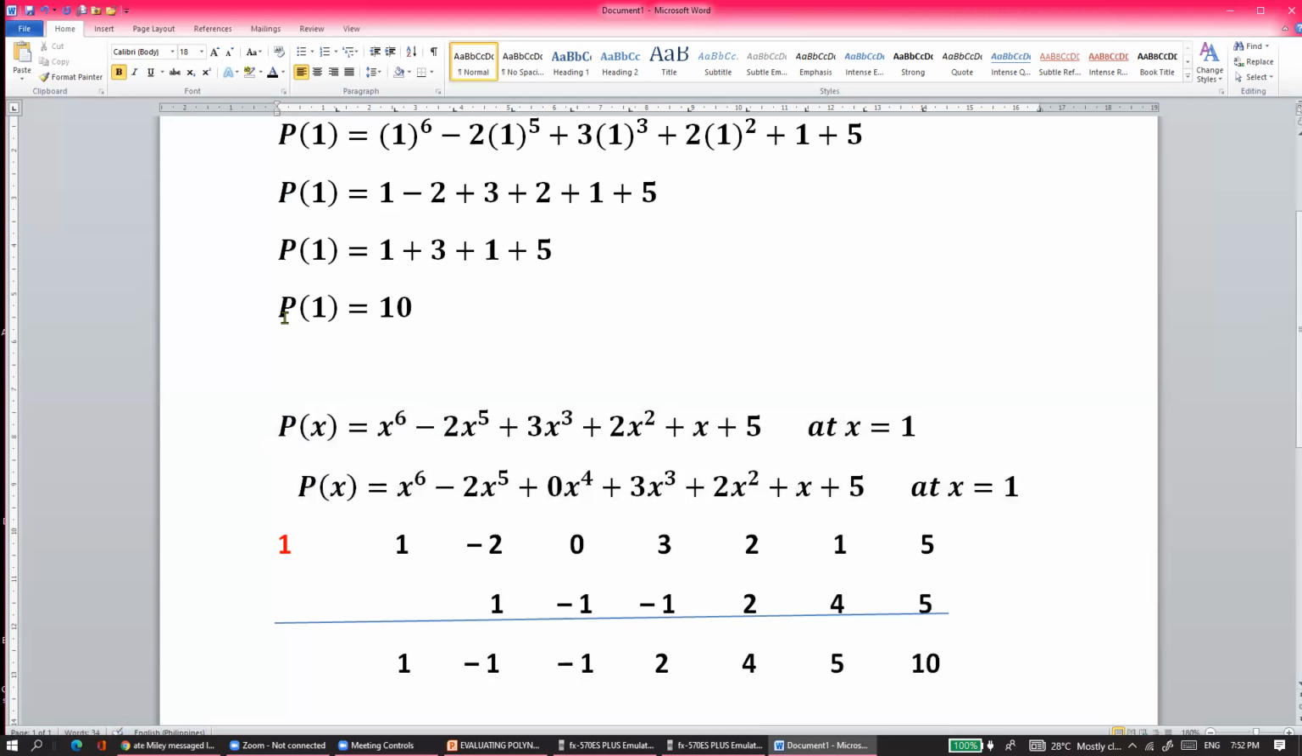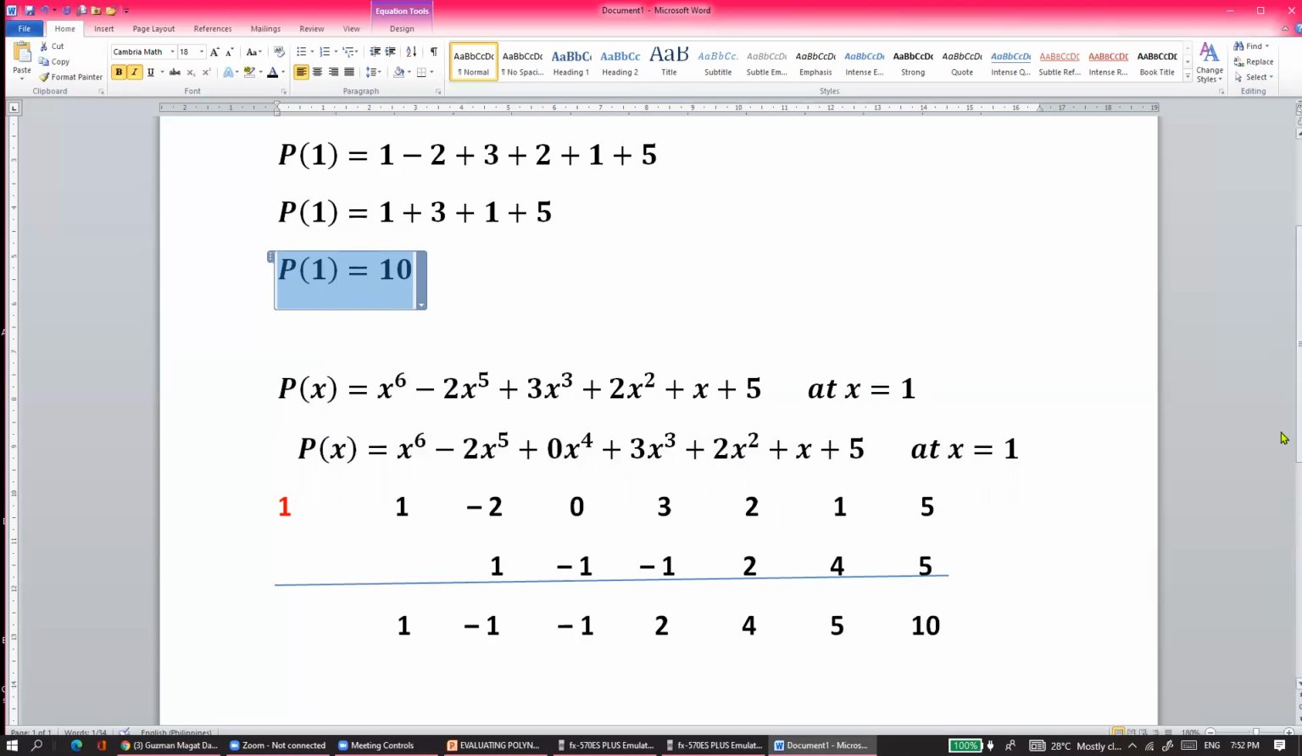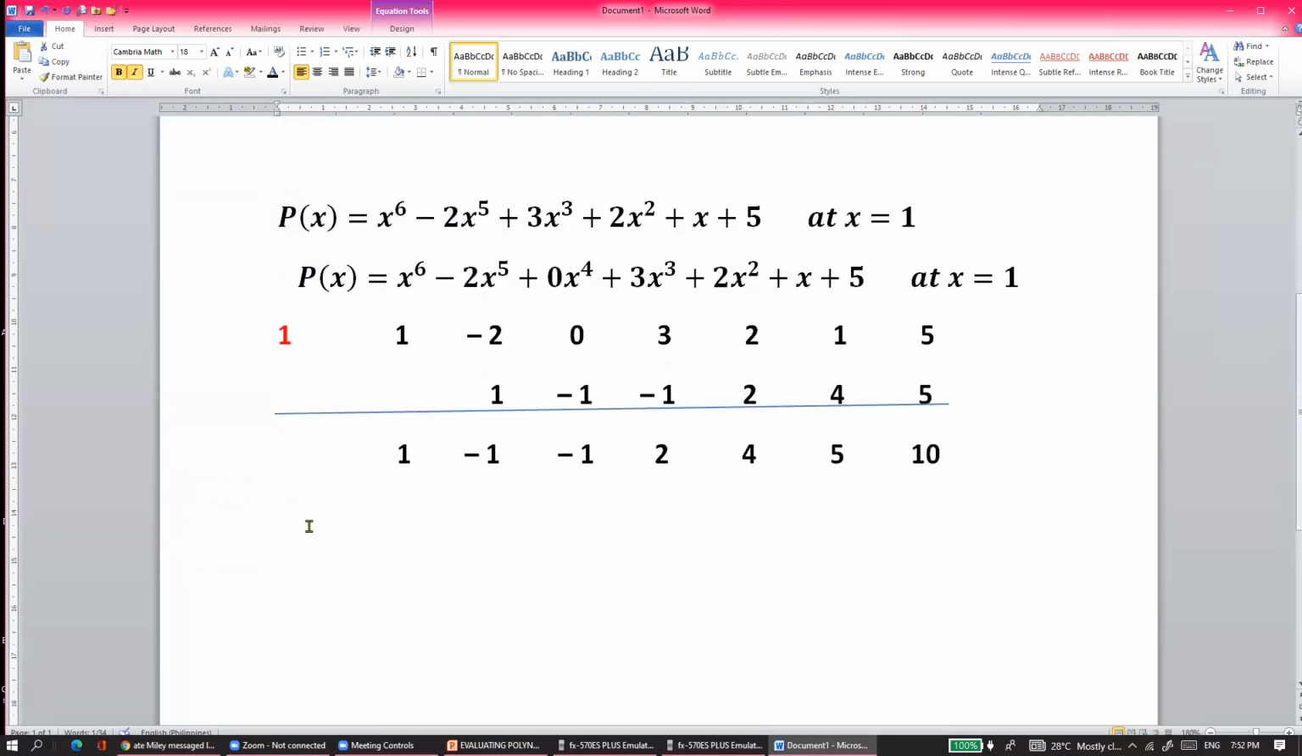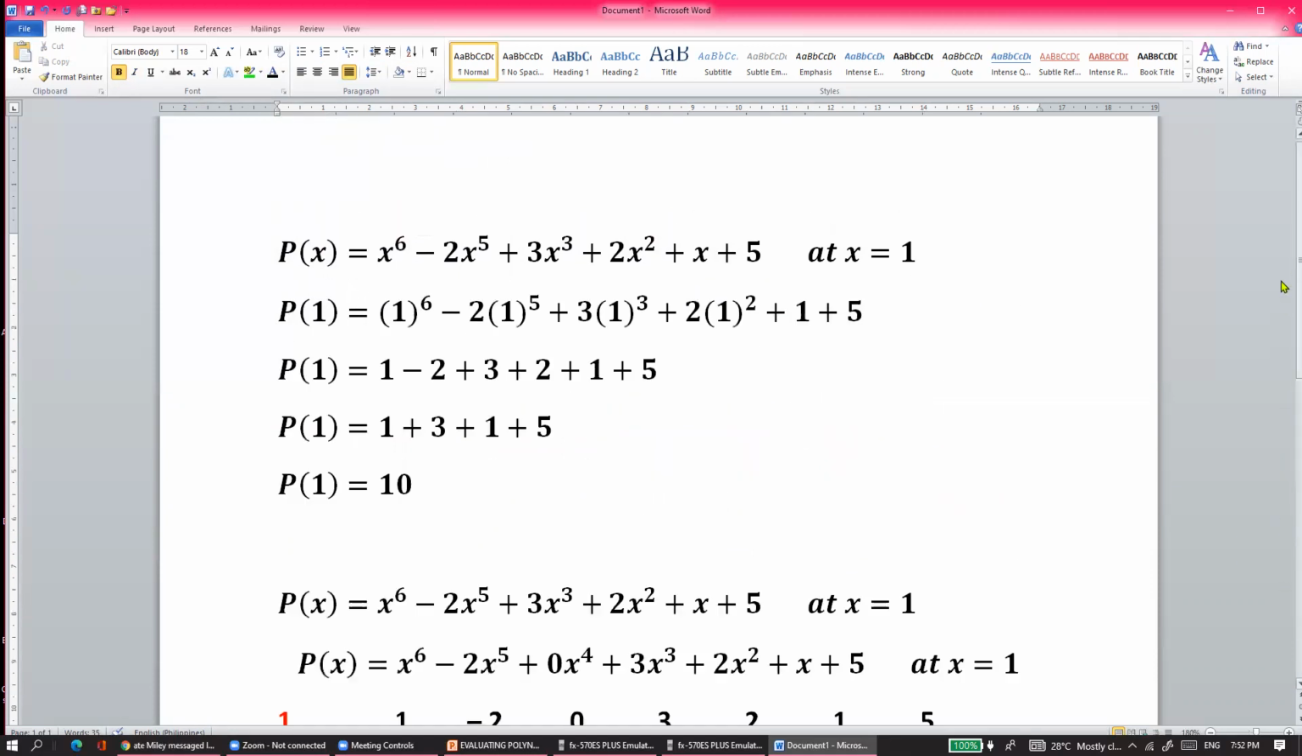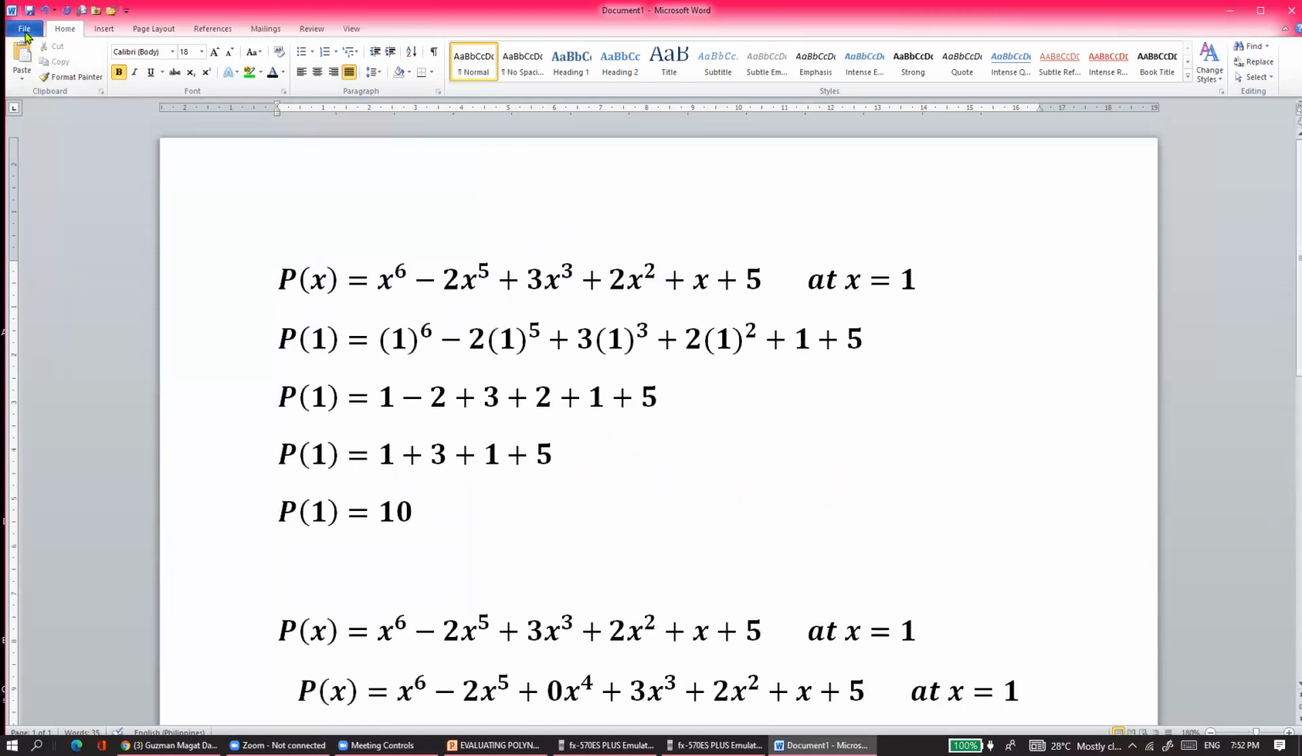Ang ibig sabihin niya, anak, ang P of 1 natin is really equal to 10. Yun yung pinaka-last na nakuha natin. Yung sa last column, ito yun. Ito yung i-highlight ko na kulay green na lang. Klaro ba? Opo.